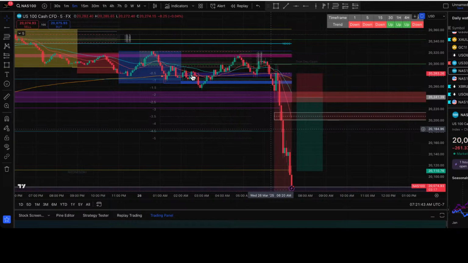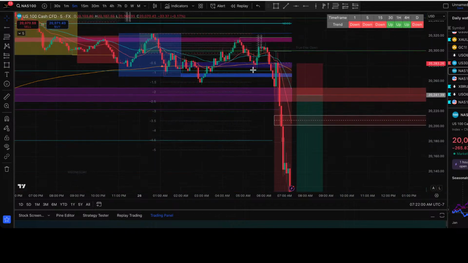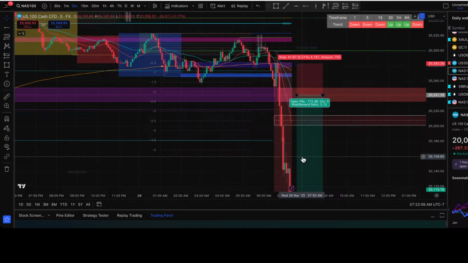And this blue zone was painted out. This was already painted out by 5 a.m. That means at 5 a.m. we already knew what area the market was going to bounce off of. Bounced off of it here and went up. Finally got under it and sold off.